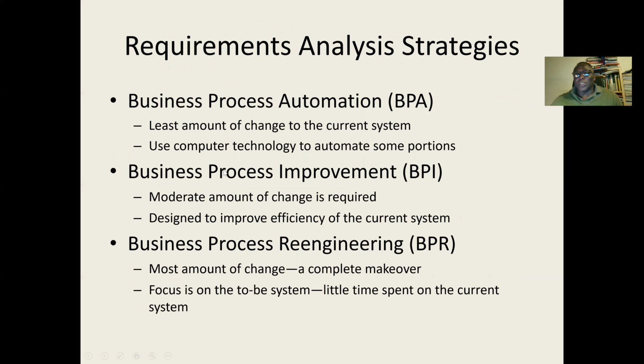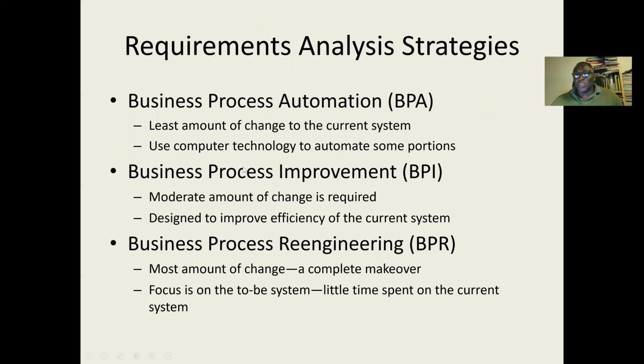So these are the requirement analysis stages or strategies, I would say. First is business process automation, which is BPA. What we normally are concerned with here is the least amount of change to the current system. Use computer technology to automate some portion. So the strategy of business process automation means the existing system most likely will not be changed, or if it is changed, just a few to the least amount of change.